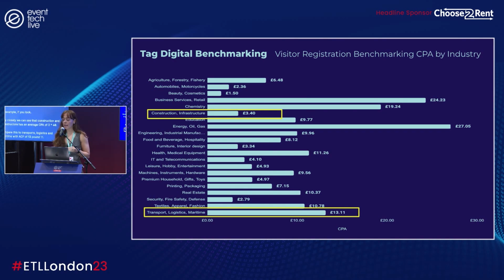This is a really good example of why we don't compare results across industry sectors, as they're not comparable. There are different levels of competition within different industry sectors, so make sure that you're keeping your goals aligned to your specific industry.